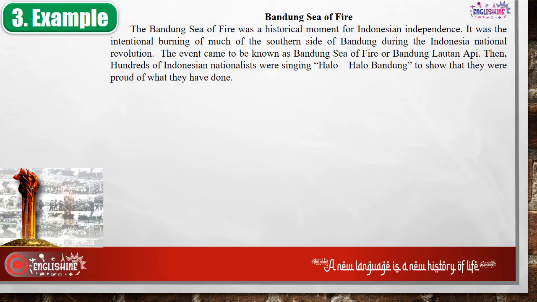It was the intentional burning of much of the southern side of Bandung during the Indonesia National Revolution. Peristiwa itu merupakan pembakaran yang disengaja di sebagian besar sisi selatan Bandung selama Revolusi Nasional Indonesia. The event came to be known as Bandung Sea of Fire or Bandung Lautan Api. Peristiwa itu kemudian dikenal dengan nama Bandung Lautan Api. Hundreds of Indonesian nationalists were singing Halo Halo Bandung to show that they were proud of what they have done. Ratusan rakyat Indonesia menyanyikan Halo Halo Bandung untuk menunjukkan bahwa mereka bangga dengan apa yang telah mereka lakukan.